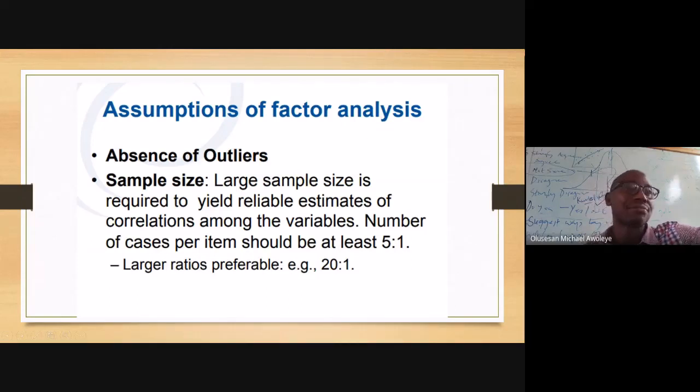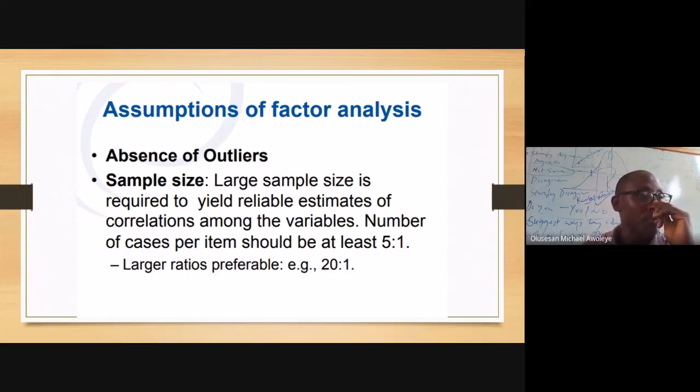Then what other things here? Absence of outliers. We have talked about these outliers severally as well. Your items must not have outliers. Then sample size. This is very important. Your sample size must be large enough to accommodate factor analysis. Some people just have a sample of 100 or 50 cases, and they want to say, oh, we want to use factor analysis. It does not work that way.